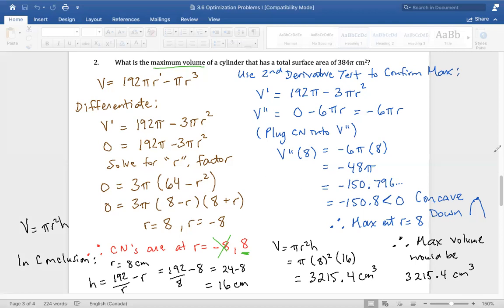Okay, if you can see in this lesson, we have a third question, number 3 there. Give it a read through, and we will do that in a separate video.